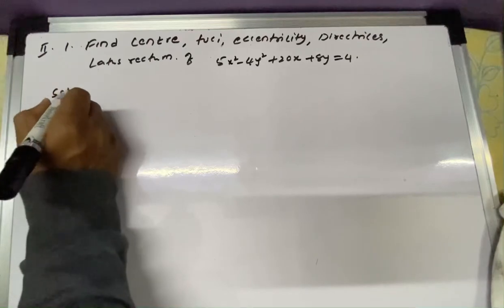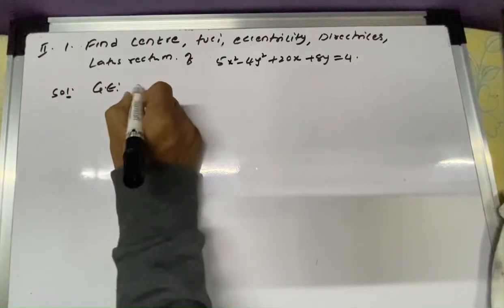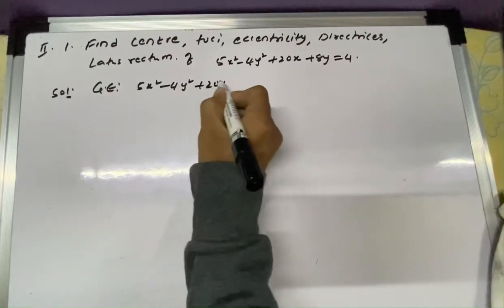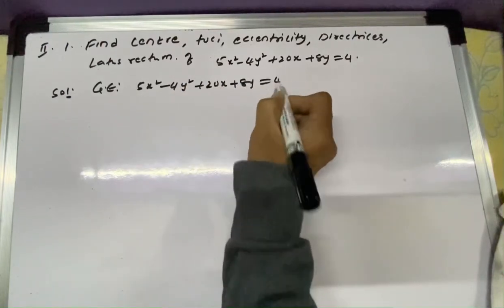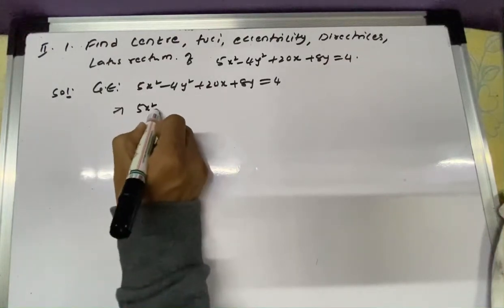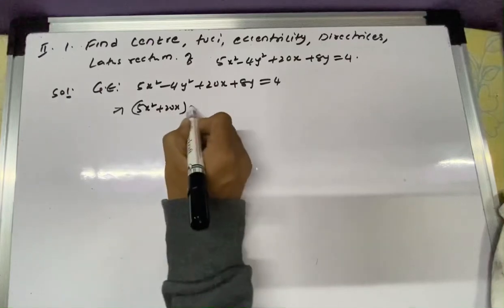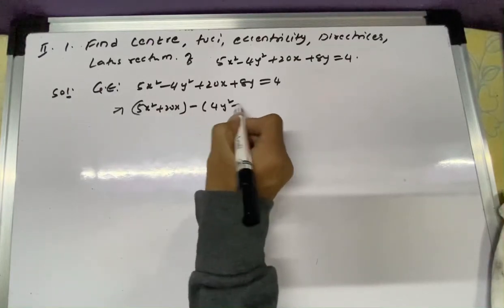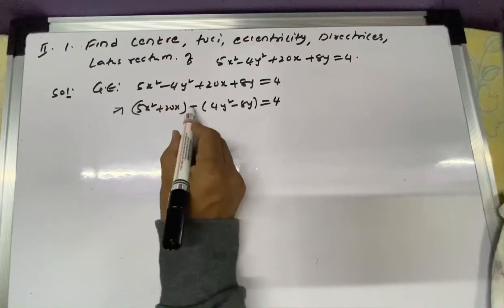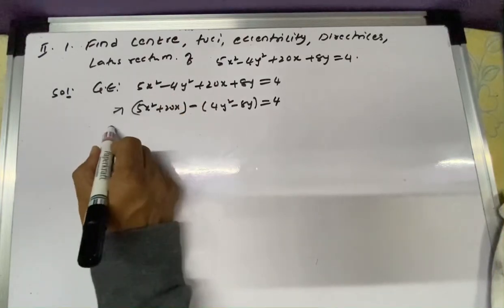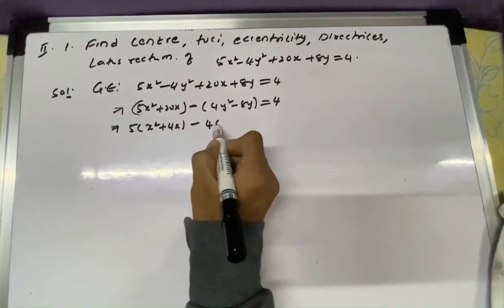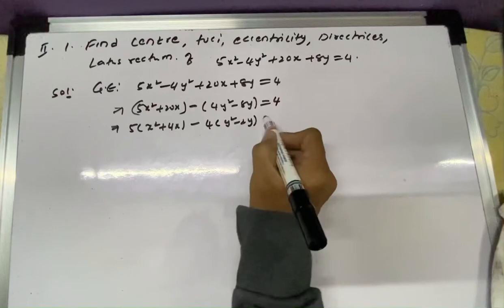We need to find the center, but the equation is big. Given equation 5x square minus 4y square plus 20x plus 8y equals to 4. Now x terms with x square along with x term in one bracket, and take minus common, then y square in other bracket. Previously in ellipse we have not done in this way. We have taken plus itself because there are plus in the formula. 5 common from the bracket, 5 4 times. Here minus is there, so 4 common, 2.